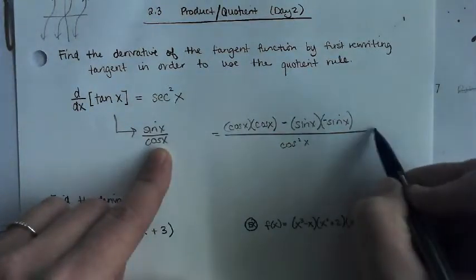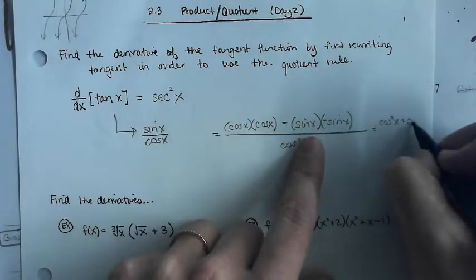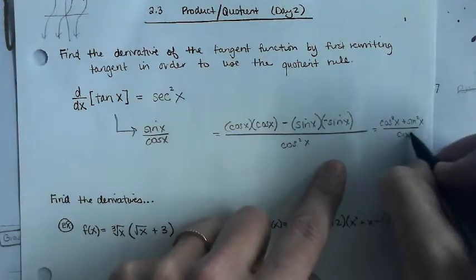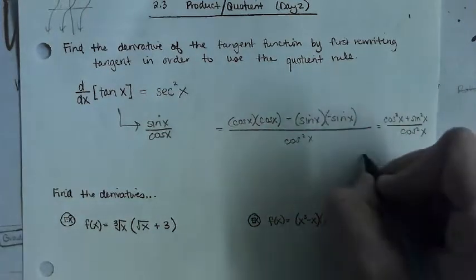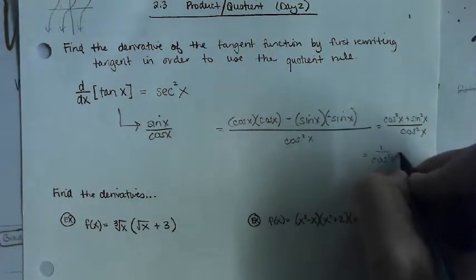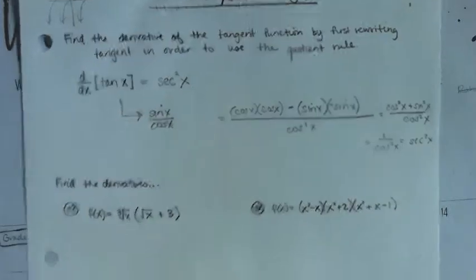So that would be, let's see, cosine squared plus sine squared all over cosine squared. And your Pythagorean identities tell you that cosine squared plus sine squared is 1. So that's just 1 over cosine squared, which is secant squared. So there's really your proof based on what you know about sine and cosine and their derivatives and the quotient rule as to why the derivative of tangent is secant squared. Good? All right. So we're just going to practice it.